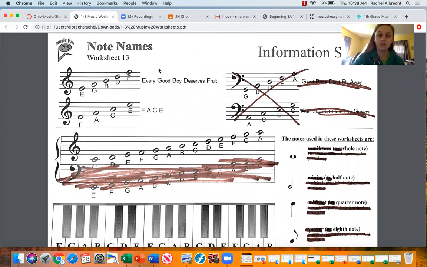Another way you can think through these notes is by the numbers. Trying to find, if it's on a line, is it on 1, 2, 3, 4, or 5? Every good boy deserves fruit. And the same with our spaces down here: F, A, C, E, which spells face. There are 4 spaces, so think through how to spell face and determine what the note is based on those spaces.